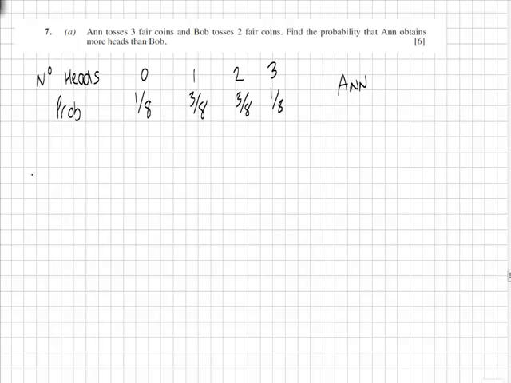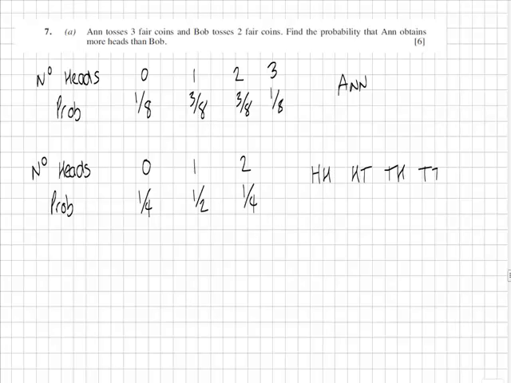For Bob, again, he only tosses 2 coins, so he can only take values of 0, 1 and 2. The probability of this happening, well, no heads is 1/4, 1 head is 1/2, and 2 heads is 1/4. Again, just quickly we can see that you would have the outcomes of head head, head tail, tail head, and tail tail. You can see 4 outcomes, and then just input the correct probability into the correct box.